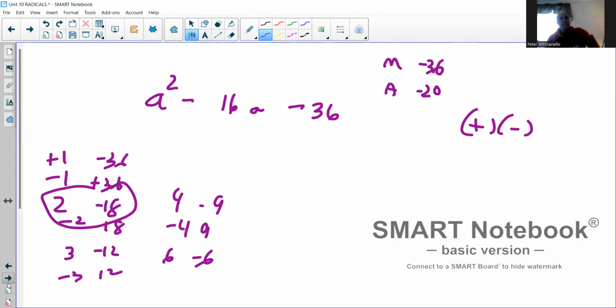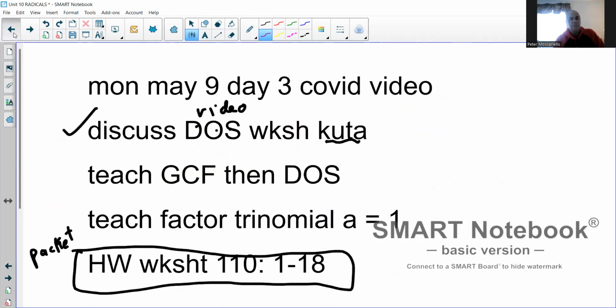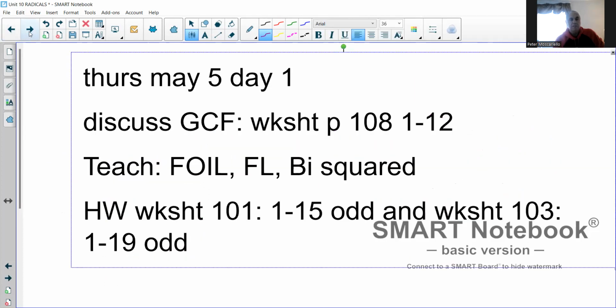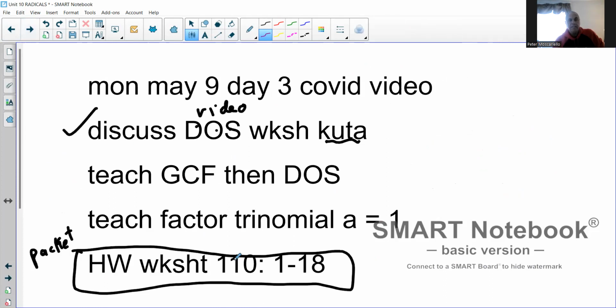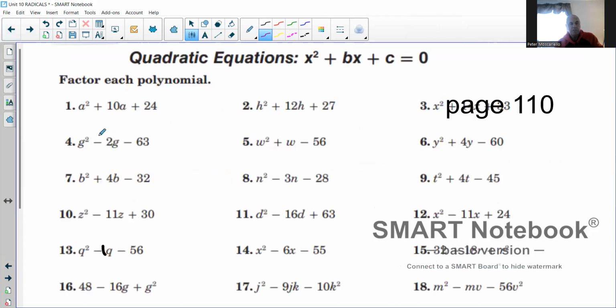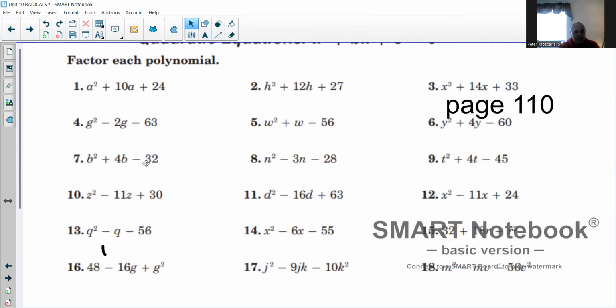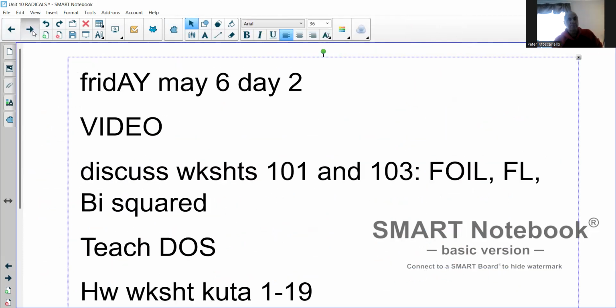Okay, so that's your homework on page 110, I believe. No, nope. Page 110, 1 through 18. Let's look at page 110. Page 110, 1 through 18, and you look at these, they're just like what you just did exactly. Trinomials. Well, that's it. All right. Also, Tuesday's homework.